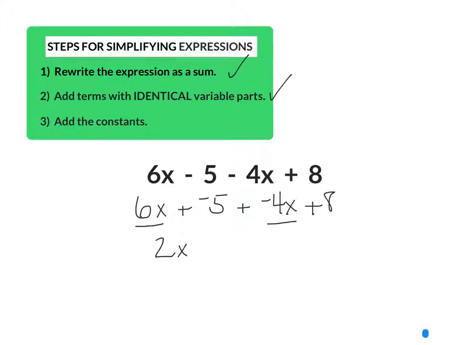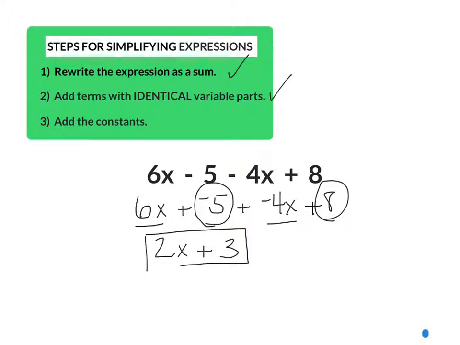And step 3 is to add the constants. In my example, the constants are negative 5 and 8. Negative 5 plus 8 is 3. My simplified expression is 2x plus 3.